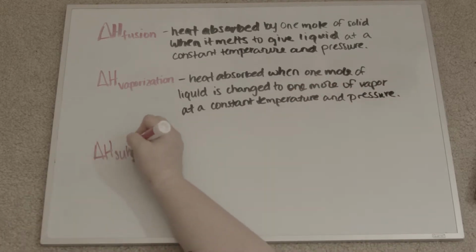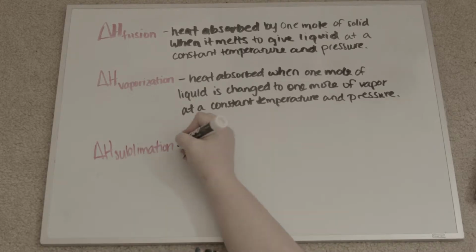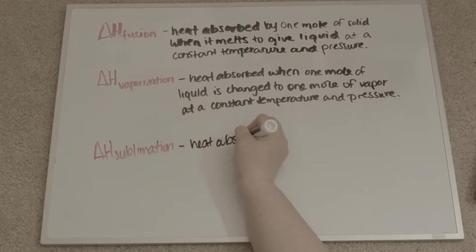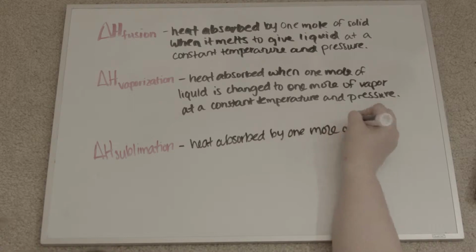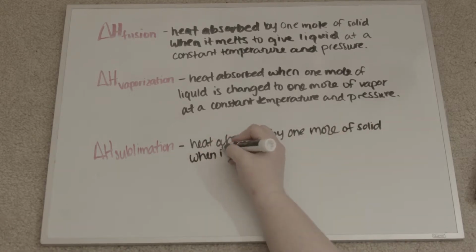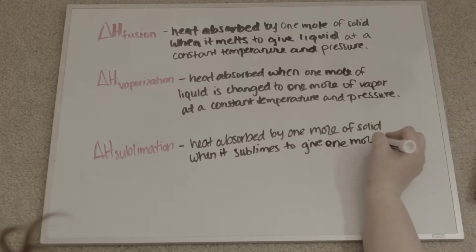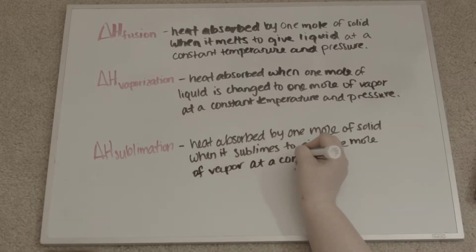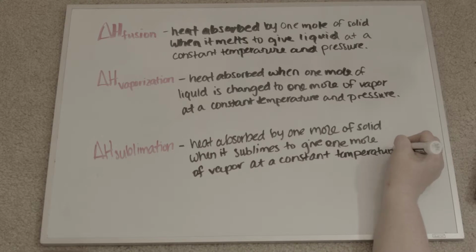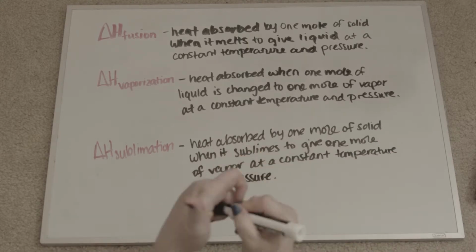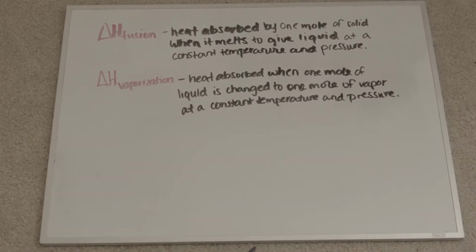Lastly, we have the delta H of sublimation, which is the change in heat that occurs during sublimation. It is the heat absorbed by 1 mole of solid when it sublimes to give 1 mole of vapor at a constant temperature and constant pressure. However, for this experiment, we're actually not going to be using delta H sublimation, just fusion and vaporization. So keep that in mind.